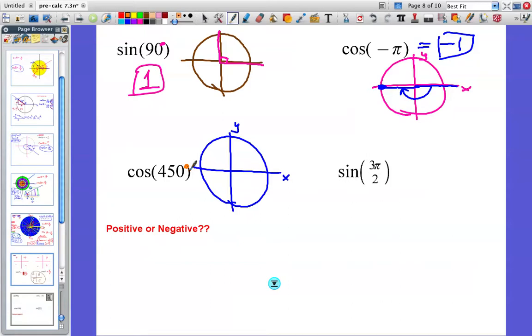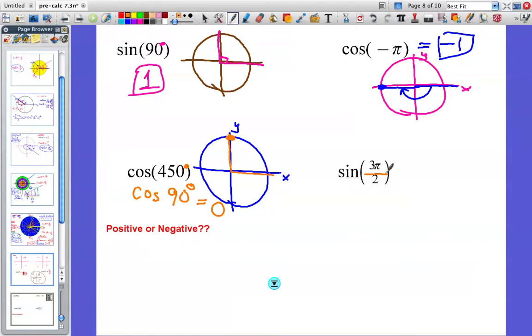You go all the way around the circle once, that gives you 360. And then how much more do you have to go? 90. You've got to go 90 more, so this is the same as saying the cosine of 90 degrees. What's the cosine of 90 degrees? We're right there. The cosine of 90 degrees is 0. And the sine of, I missed a line right here, 3 pi over 2.